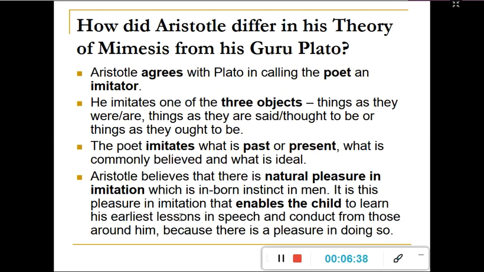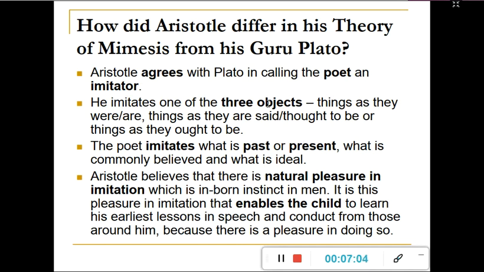بعد كده both of them agree on the fact that in the poets عبارة عن imitators. underline very important point key point. بيقول لي إيه؟ Aristotle agrees with Plato in calling the poet an imitator. يبقى both philosophers Aristotle و Plato بيقولوا الاتنين مع بعض إيه؟ بيقولوا لنا إن البوت عبارة عن imitators. إما فين الفرق؟ الفرق بقى في اللي جاي ده.